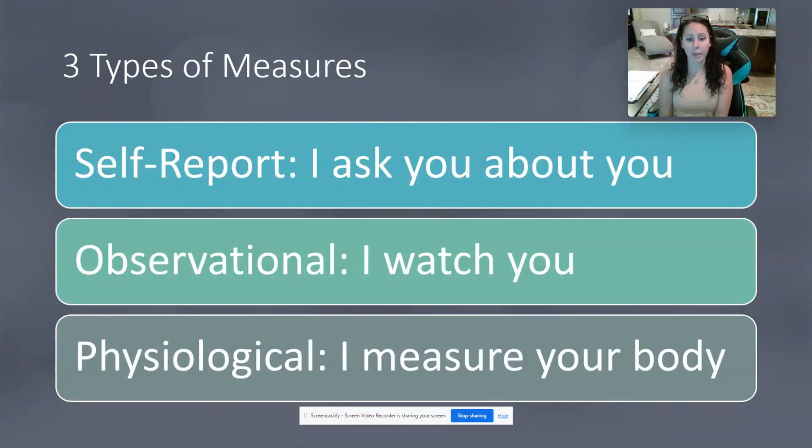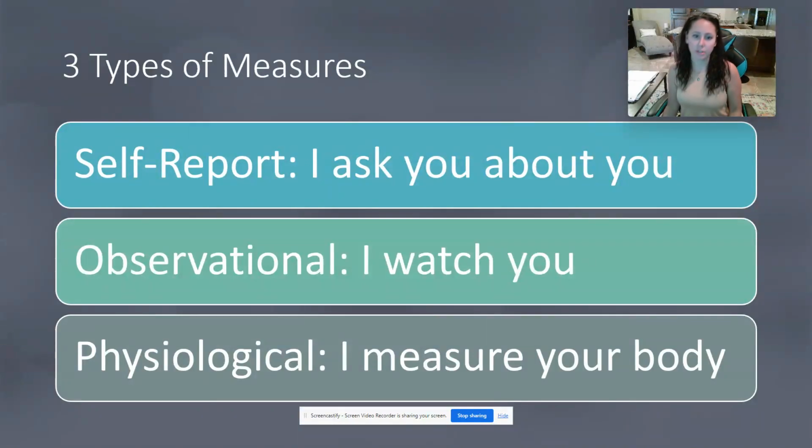The next type of measurement is observational research. This is where I am the researcher watching you and making some sorts of insights, inferences about your behaviors. And then the third is physiological. This is where I'm measuring something within your body for information. So I'm going to walk through a couple of examples for each of these.